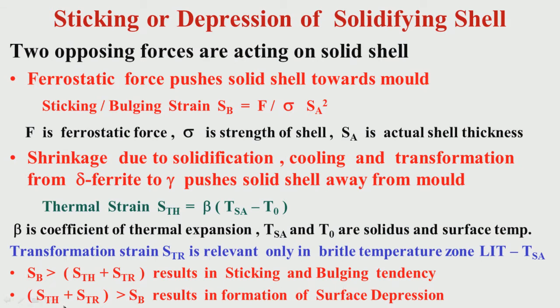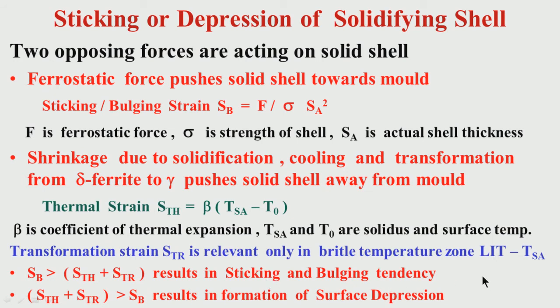But if the reverse is true, that means the shrinkage from the thermal as well as from the transformation together, this summation, is more than the bulging strain, then what is the consequence? This will result in formation of surface depression. Shrinkage is more, so there will be surface depression. The solid shell will have some depression on the surface. And if the strain due to ferrostatic force is more, then we have sticking or bulging tendency.